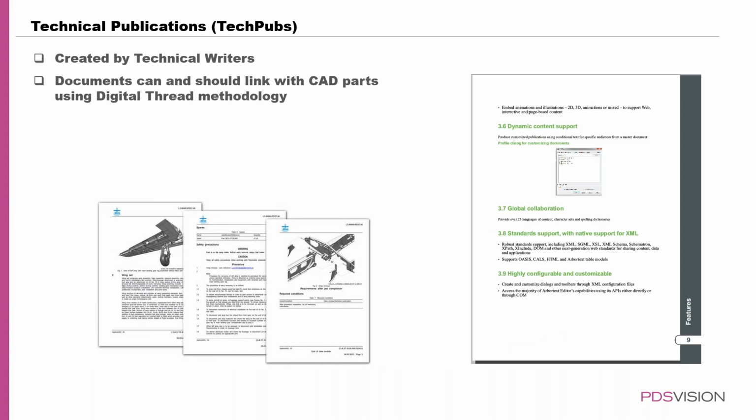So what are technical publications? These are notably going to be created by technical writers. These are not going to be created by the same team that actually creates the CAD model, the engineering team. We can see some examples on my screen of some technical publications here. If you don't know exactly what these are, think research papers, think design manuals, think instruction booklets like you might get at IKEA. These are all examples of technical publications.